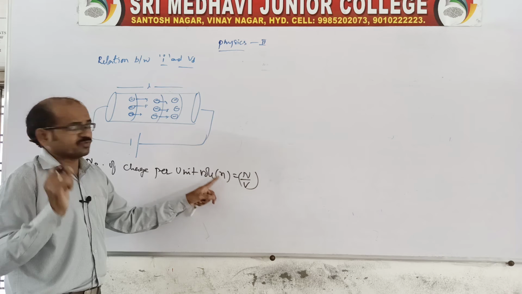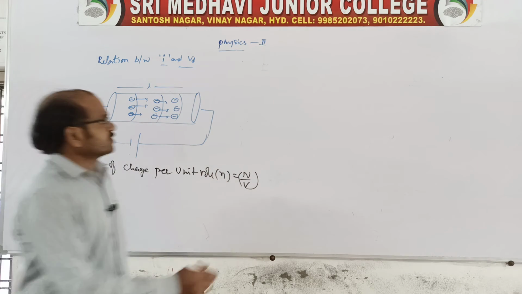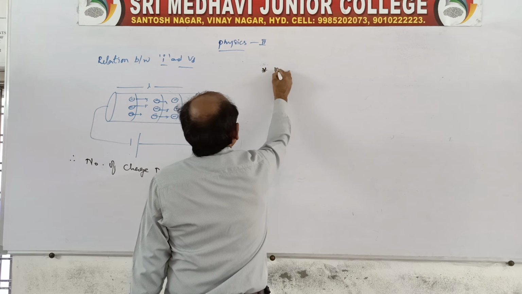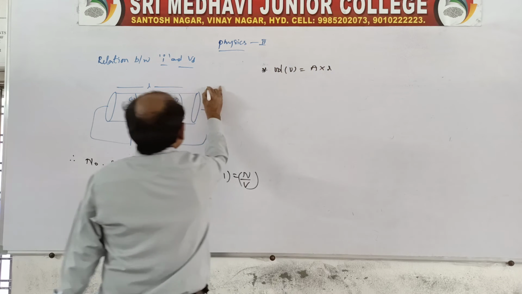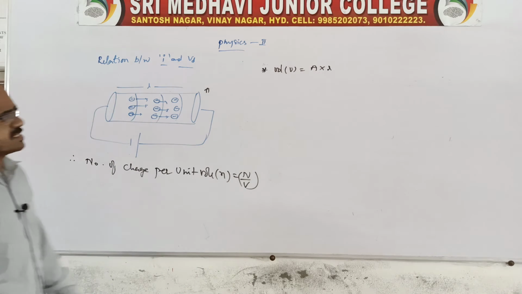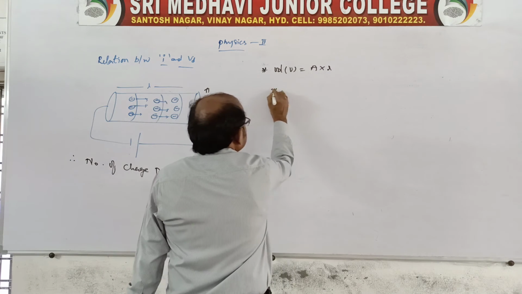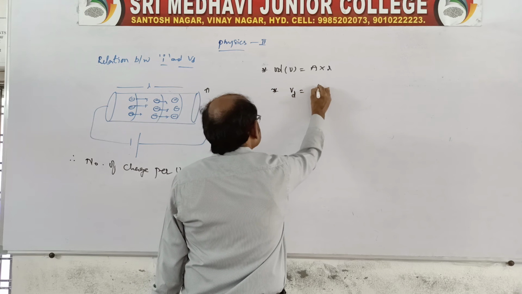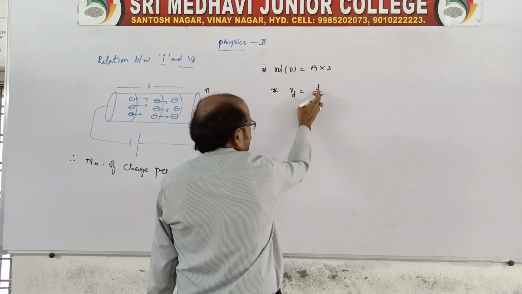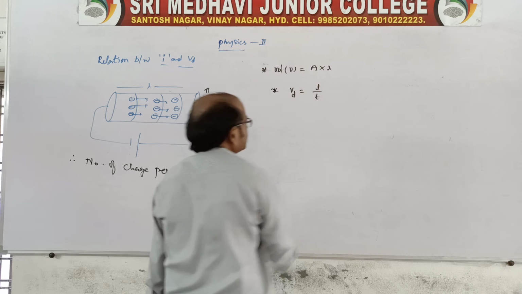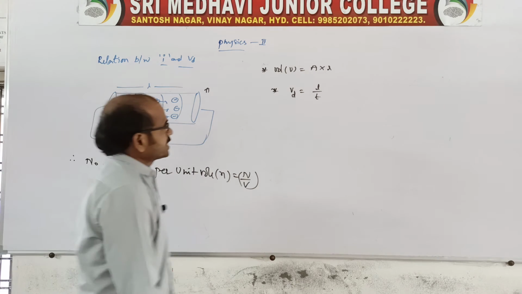Charge carriers are moving per unit volume throughout the given volume. Here we know the volume of the conductor: volume is equal to A into L, where A is the area of the conductor and L is its length. Drift speed is nothing but length by time, so Vd is equal to L by T.